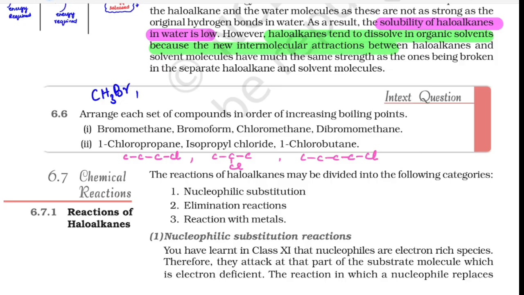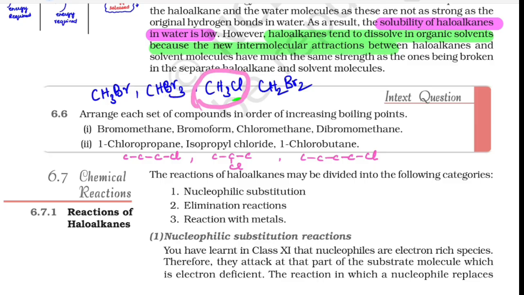CH3Br, bromomethane. Second is bromoform. Bromoform is CHBr3. Chloroform, you know, is CHCl3. In the same way, bromoform is CHBr3. Next is chloromethane. Chloromethane is CH3Cl. And then dibromomethane. Dibromomethane is CH2Br2. So which has the higher boiling point here? Let us compare. Which has more mass here? Here chlorine is present. Let me take another color. Here you can see chlorine is present.